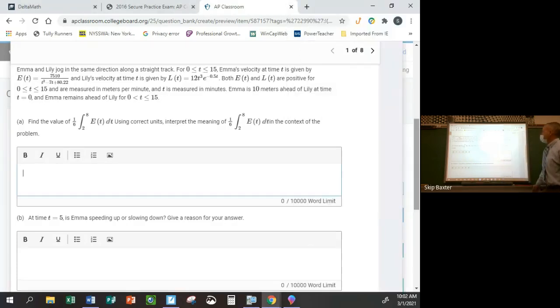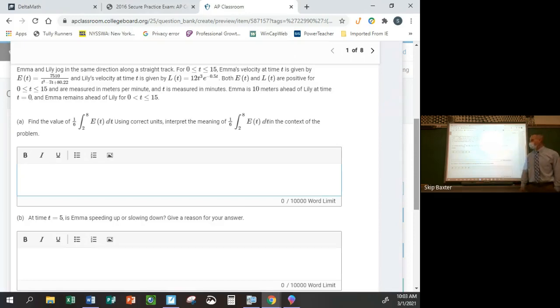All right. It says both E of t and L of t are positive for t between 0 and 15 and are measured in meters per minute, and t is measured in minutes. Emma is 10 meters ahead of Lily at time t equals 0, and she remains ahead of Lily for the whole time. Okay. So it says find the value of 1/6 of the integral. That's easy to do on your calculator. Okay. Interpret the meaning of 1/6 the integral from 2 to 8 of E of t in the context of the problem. So what is that?